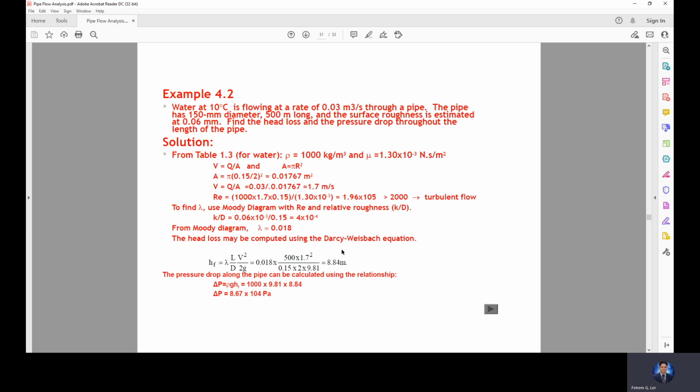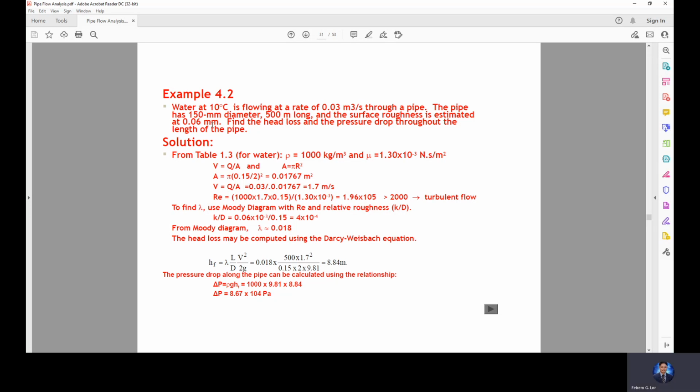Okay, we'll solve an example. Water at 10 degrees Celsius is flowing at a rate of 0.03 cubic meters per second through a pipe. The pipe has a diameter of 150 mm, a length of 500 meters, and a surface roughness estimated at 0.06 millimeter. Find the head loss and the pressure drop throughout the length of the pipe.